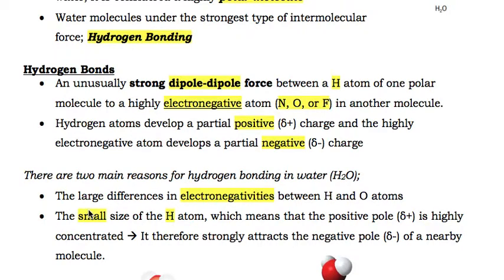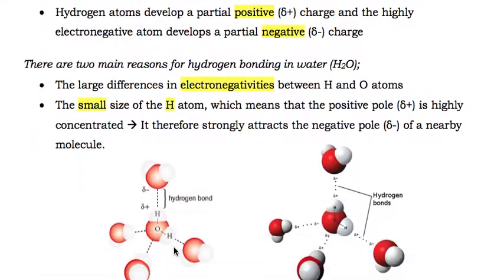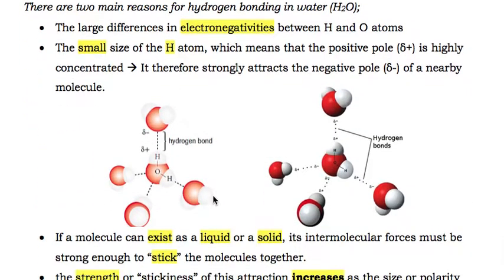The second reason is that hydrogen is very small, which means that the positive pole is highly concentrated, which would strongly attract the negative pole of a nearby molecule, just as we see in this diagram. So the hydrogen bond between these two molecules occurs because this hydrogen is highly positive and the oxygen is negative, and they attract each other and stay together.